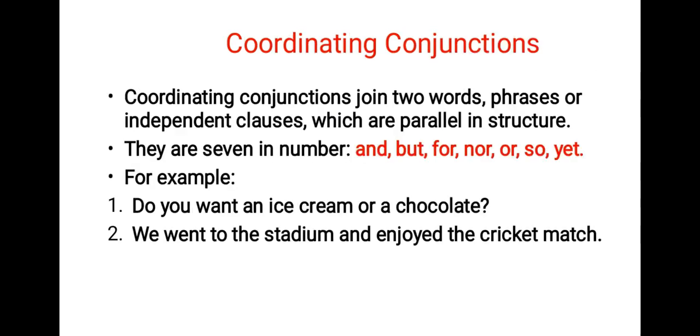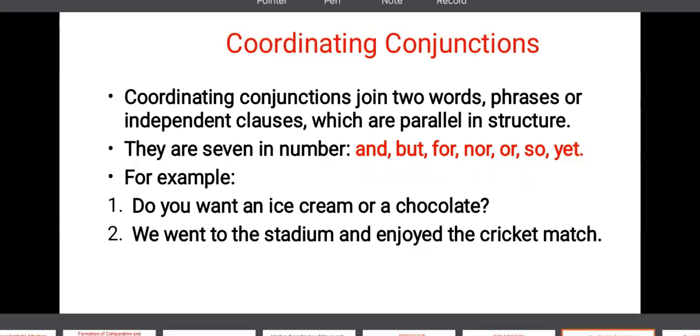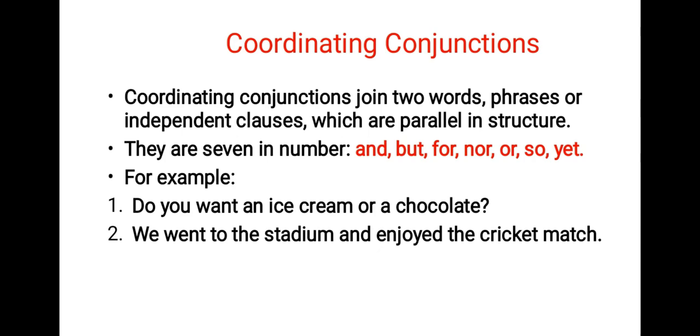Coordinating conjunction joins two words, phrases, or independent clauses which are parallel in structure. Coordinating conjunction coordinates. It joins two words, either two words or phrases or two independent clauses. They are 7 in number. You can remember them as fanboys: for, and, nor, but, or, yet, so.